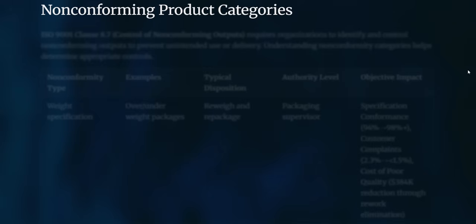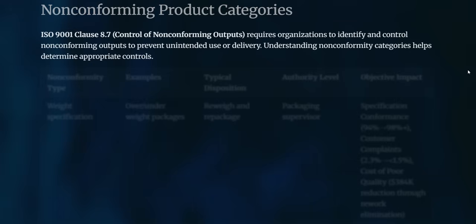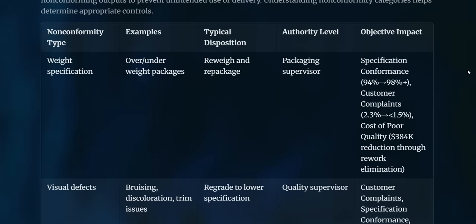Now, let's categorize non-conforming products and see how we handle them. We are going to do it according to ISO Clause 8.7, Control of Nonconforming Outputs. It requires organizations to identify and control nonconforming outputs to prevent unintended use or delivery. Understanding nonconformity categories will help us determine appropriate control when it occurs in real life. So let's take notes.